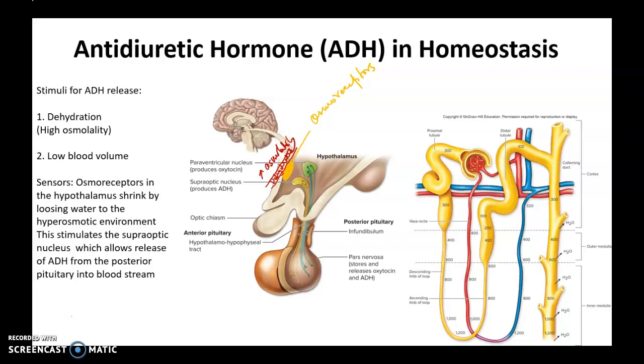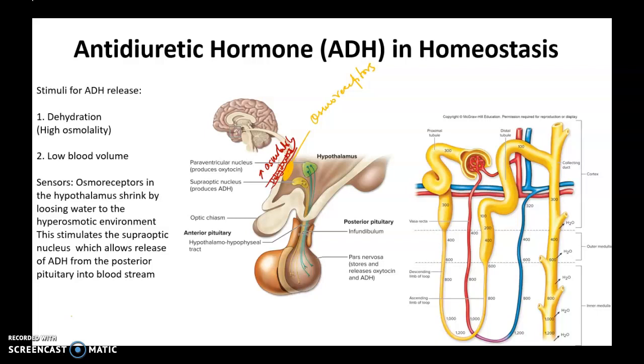Now, under this situation, when you are dehydrated and you have high osmolality, what happens is the solutes that are in blood will suck up water from these osmoreceptors, and as a result, the osmoreceptors will shrink. One more time. When there is high plasma osmolality, the solutes in the plasma will suck up water from these osmoreceptors, and the osmoreceptors will shrink in size.